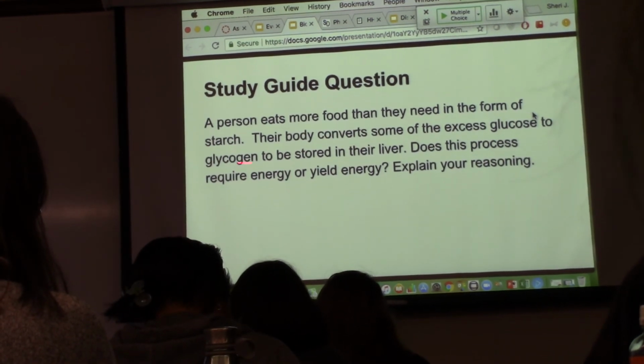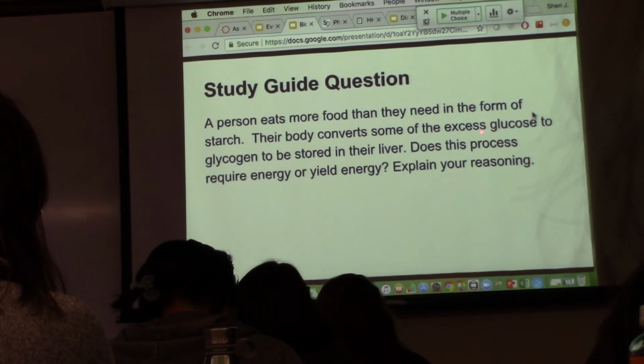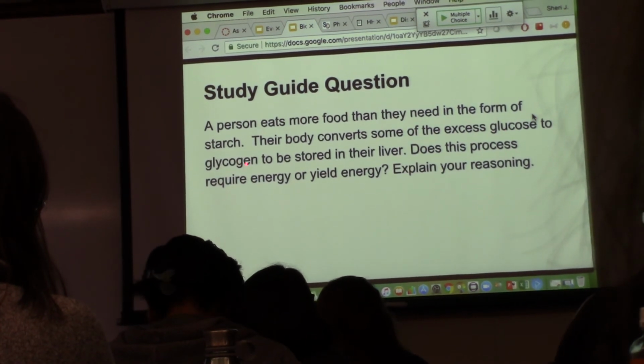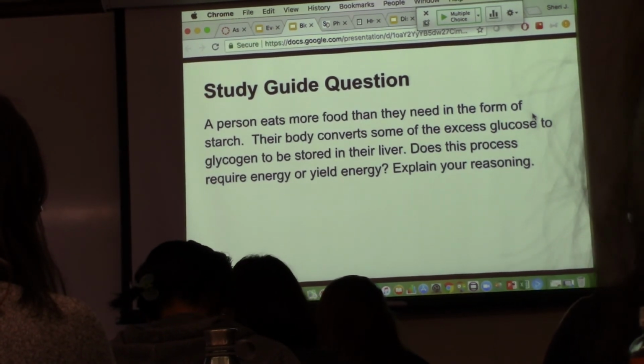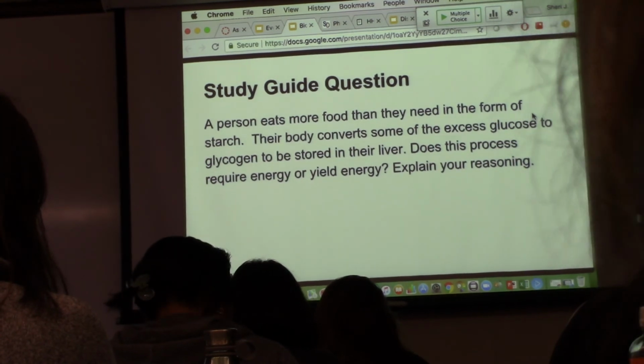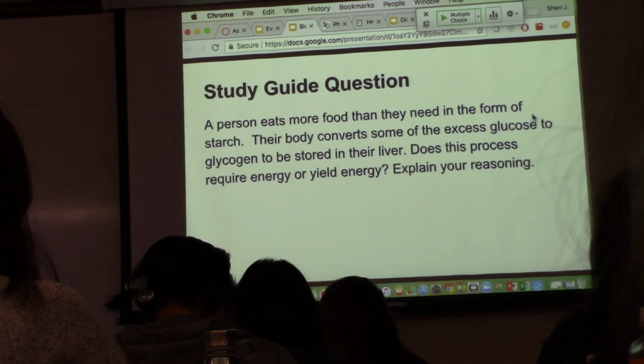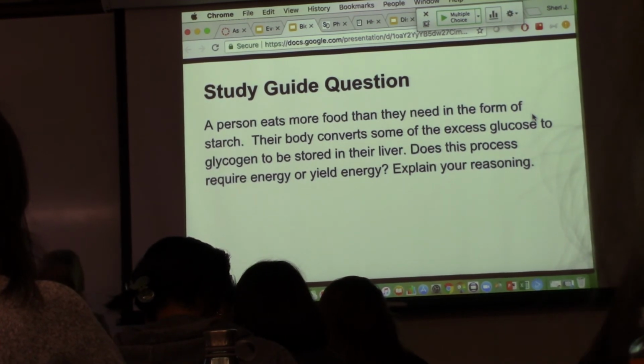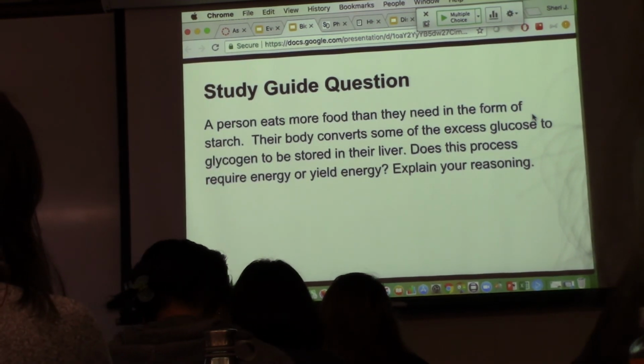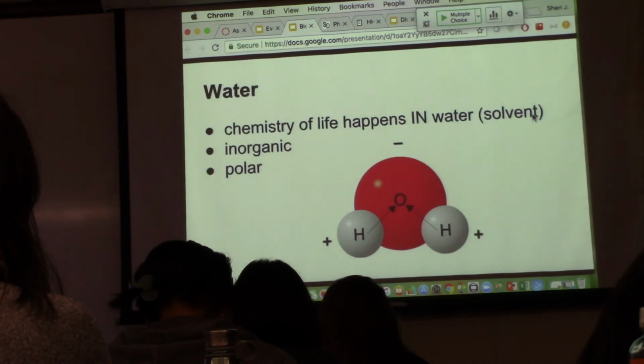They're going to get a little bit of energy, but there's excess, right? And so the excess glucose is going to have to be built into big molecules of glycogen. So that process will require energy. They're going to get some energy from the food they ate too, right? Does this make sense? If you take glucose and you make glycogen, that's going to require energy. All right.